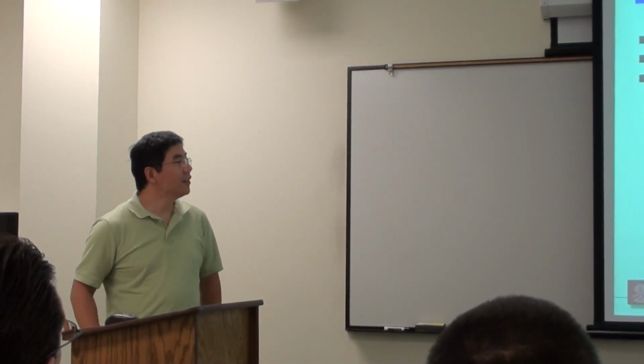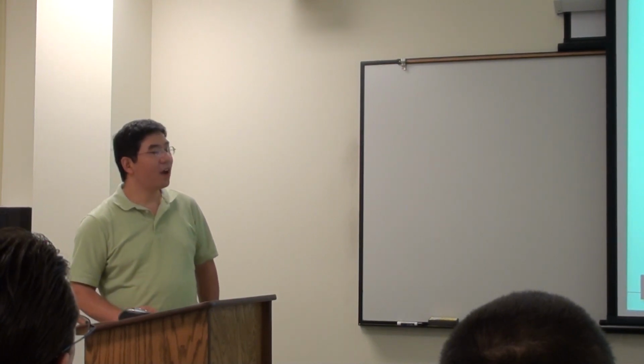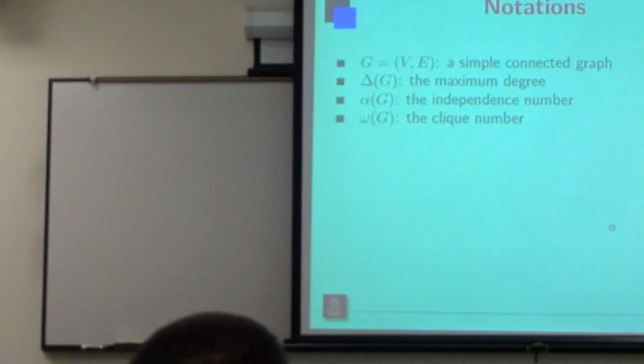Degree means you take each vertex and see how many edges are associated with it, and you take the maximum. Alpha of G is the independence number, which means the maximum size of an independent set in the graph. And omega of G is the clique number, which is the maximum clique size in the graph.